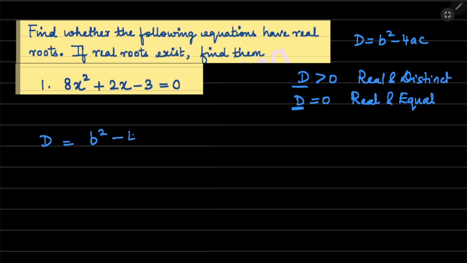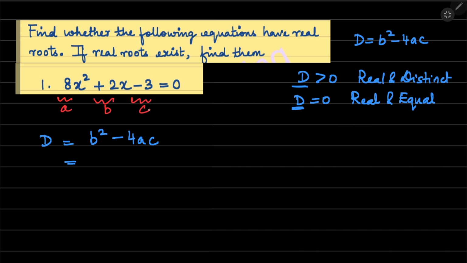D equal to b square minus 4ac. What is b? So this is your a, this is your b, and minus 3 is your c. So b square is nothing but 2 square minus 4 into 8 into minus 3. So 2 square is 4, minus into minus is plus.